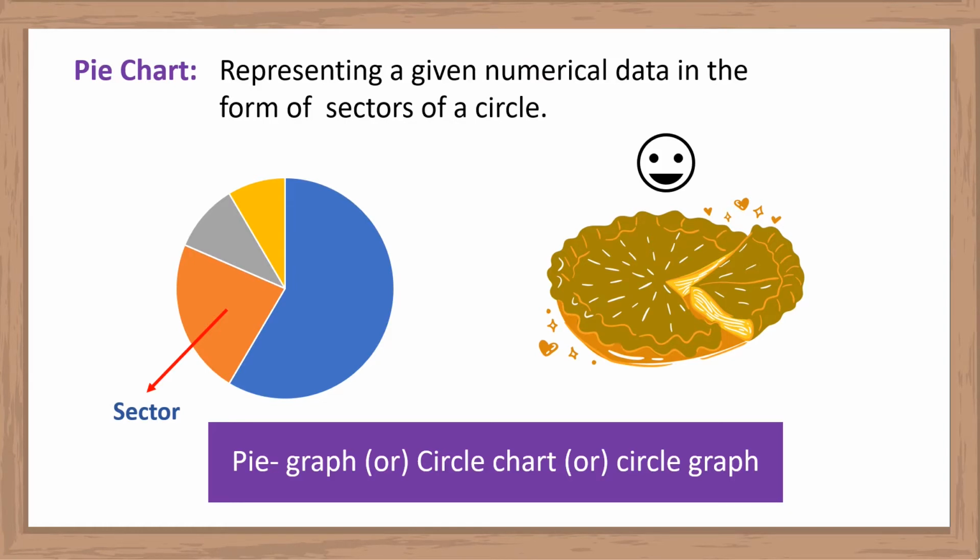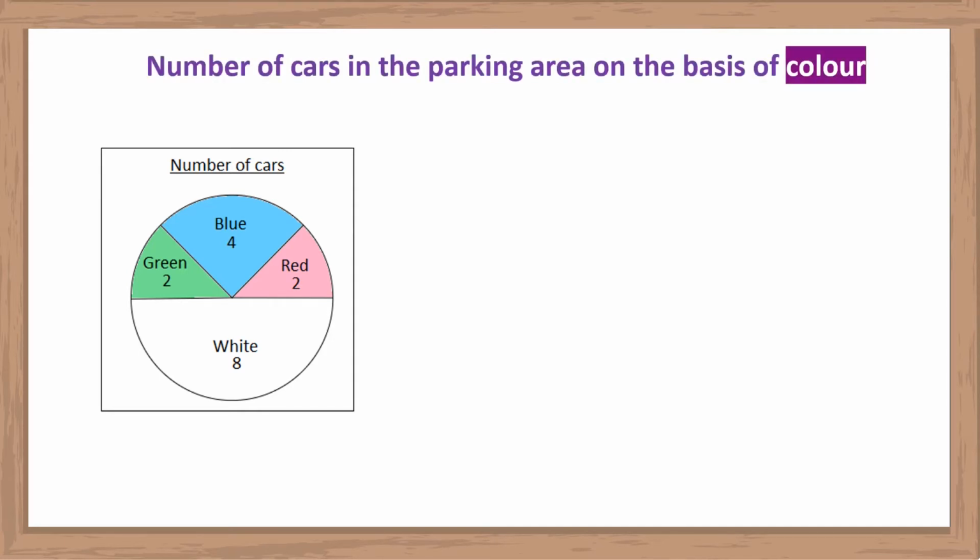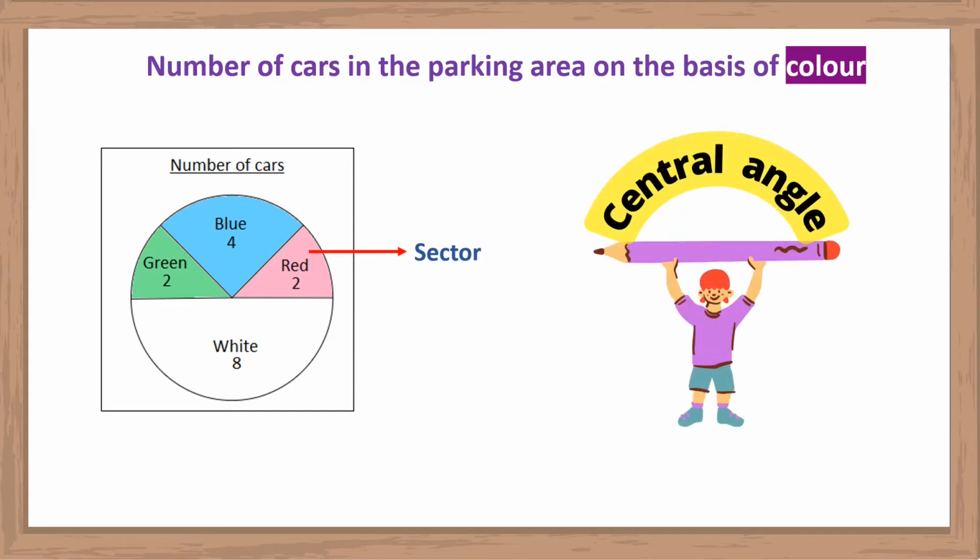Look at this example. This pie chart represents the number of cars in the parking area on the basis of color. But how did we represent them as a sector in a circle? That's very simple. With the help of the central angle. Let's learn them in detail.